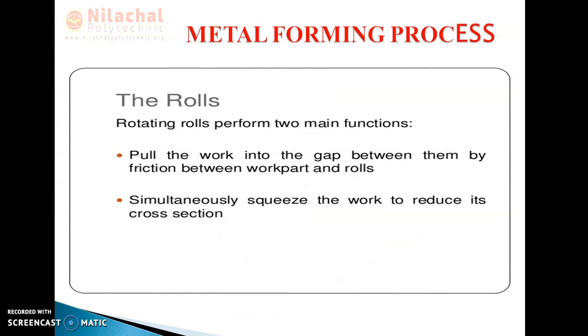Here, rotating rolls perform two main functions. The workpiece has to pass between the two rolls. As per the role of the rolls, they perform two basic functions. First, pull the work into the gap between them by friction between the work part and the rolls. Simultaneously, squeeze the work to reduce its cross section. Those are the two basic functions of the rolls used in the rolling process.